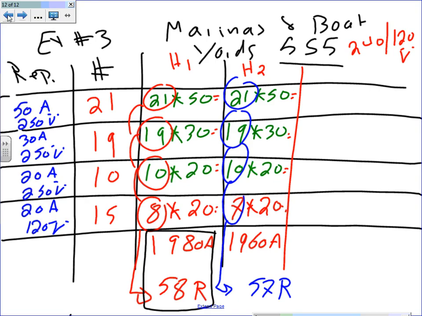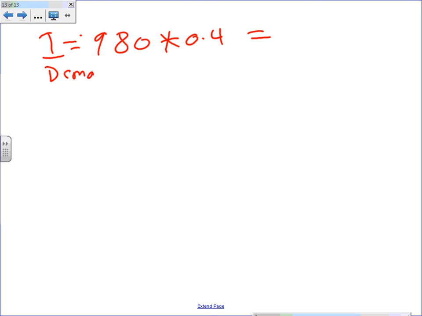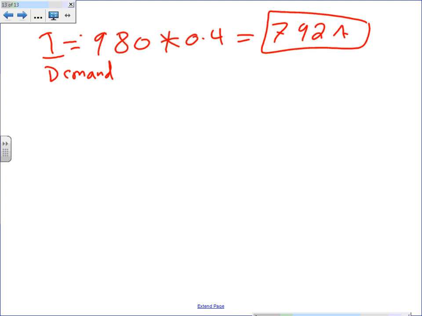All right, so I need the 1980. So I'm going to take 1980 times 0.4 equals what? This is the demand. Chris? 792 amps. Gentlemen, you have done it.